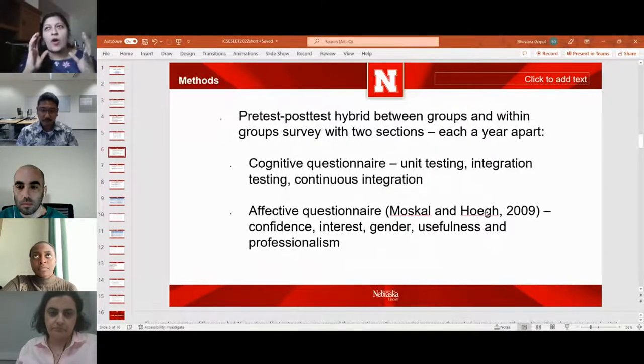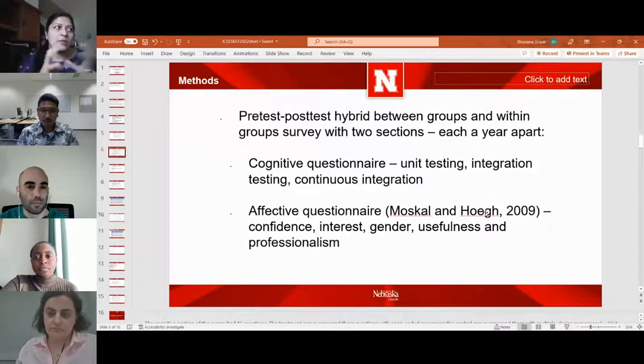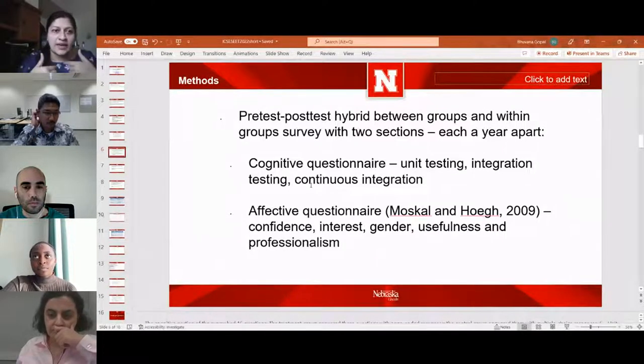Our main research methods were a pre-test, post-test hybrid approach, where we used a between groups and within groups analysis of variance to determine whether we had statistically significant results. Each of these sections, the treatment group and the control group, was a year apart. We utilized two questionnaires. We had a cognitive questionnaire that I developed, which I've been using for the last 4 or 5 years in various studies regarding peer instruction and other active learning technologies.